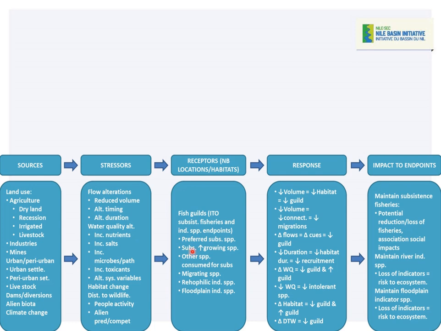We looked at all species that grow over a certain size, because after the preferred species are not available, the human communities will then target the larger fish. And once the larger fish are not available, the human communities then target any fish that would be consumed for subsistence fisheries. We also considered and included migratory specialist species, rheophilic species, especially from the river, and floodplain species, especially from the inner Niger Delta.